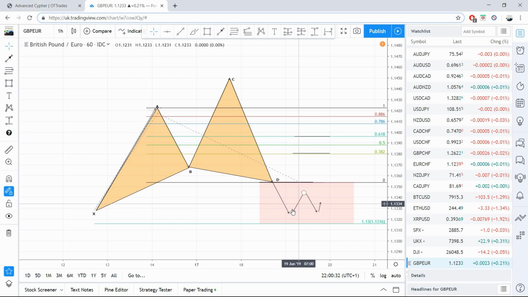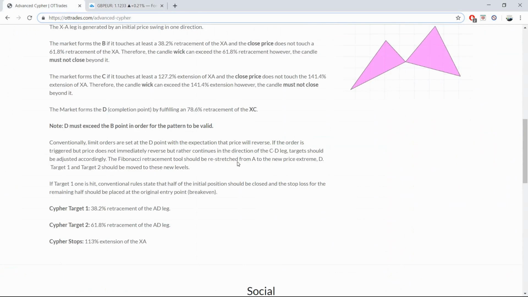But I'm not saying this works. This might actually be worse off than using limit orders, but that's just an example. You could be more conservative and wait for confirmation before getting into that, and that might work in your favor because you're waiting for an entry lower down, better risk to reward. So that's just an example there. So yeah, that's the Cypher pattern and how to trade it.